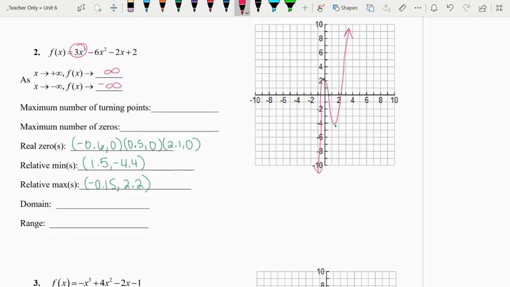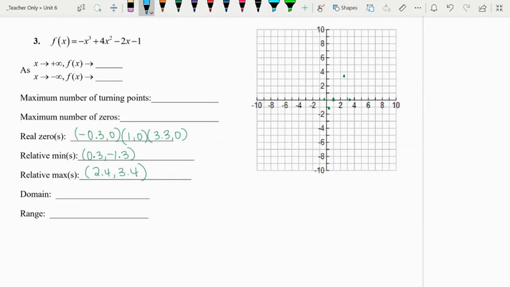Maximum number of turning points is your degree minus 1, which again gives us 2 this time. Maximum number of zeros is your degree, which is 3, and we do have all 3 here. And once again, your domain and range are all values. There's nothing that will not be included from both of those.